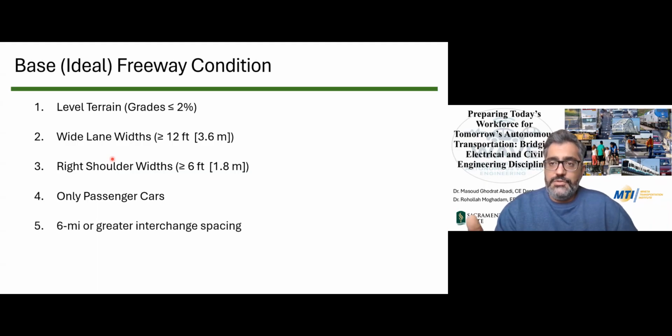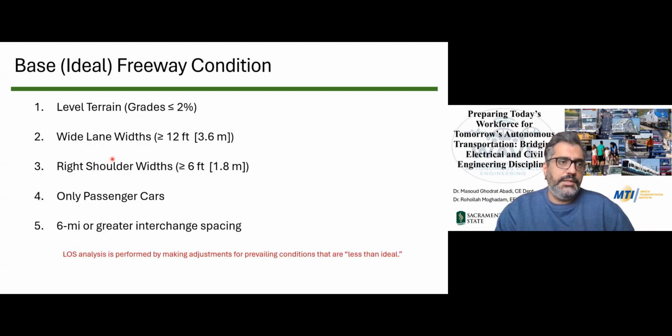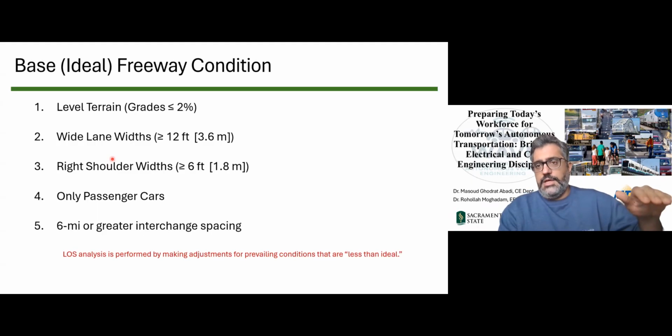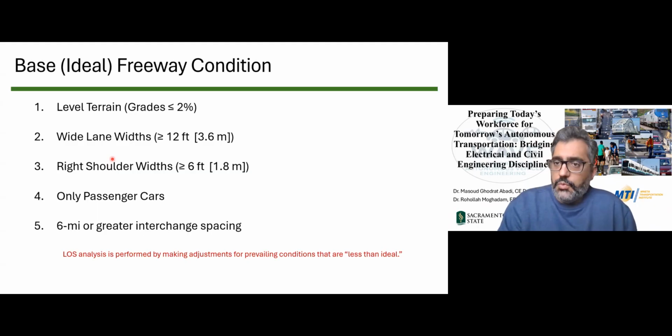Interchanges, in the ideal situation, must be 6 miles or more away from each other, gapped out. Does it happen? No. Many times we have interchanges 1 mile, 2 miles, 3 miles apart. Then we have to count them and consider their impact. And as I said, when we define the ideal and look at the prevailing condition, we can figure out what the difference would be. And that difference defines level of service.